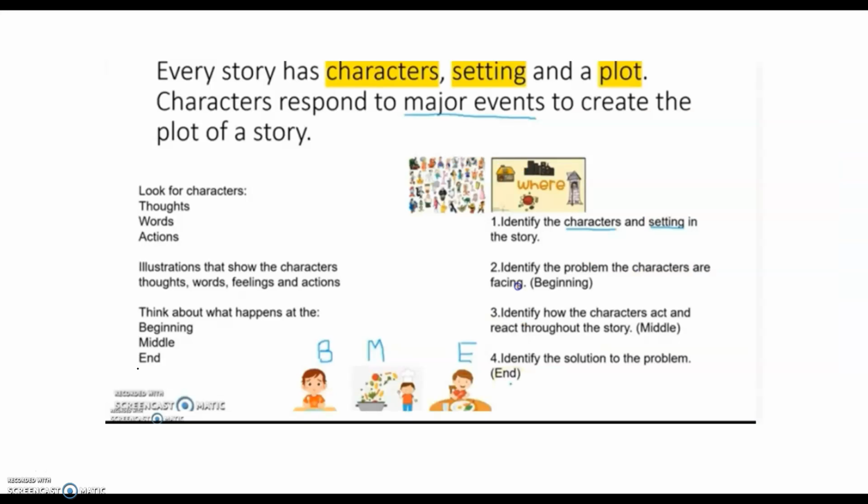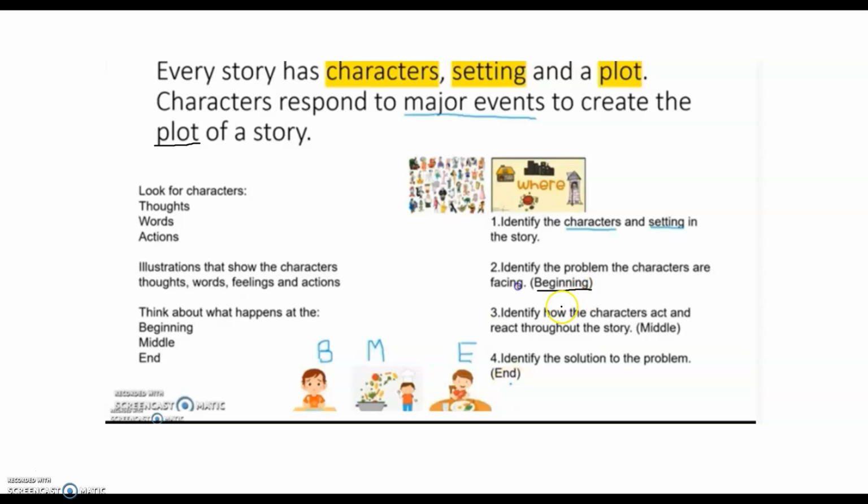You've learned that every story has characters, settings, and a plot. Characters respond to major events to create the plot. So we know that the plot is made out of the beginning, the middle, and the end of the story. The first thing we'll do is identify the characters and the setting in the story. Then we'll identify the problem the characters are facing. That's the beginning of the story.